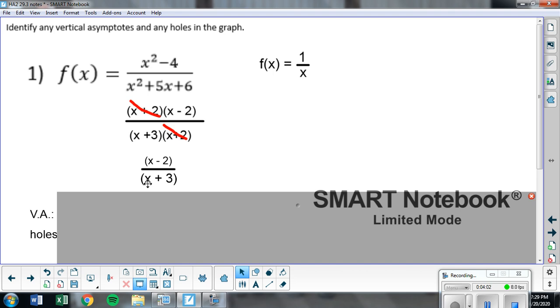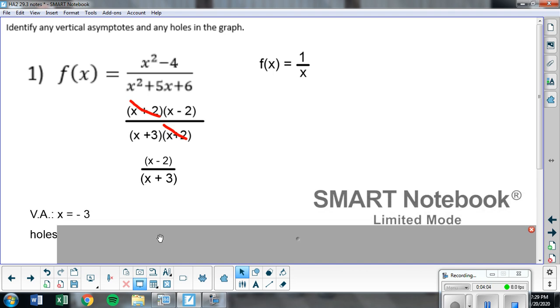And you can tell x equals negative 3 is going to cause a vertical asymptote. There'll be no points at negative 3. There'll be a dotted line called an asymptote.